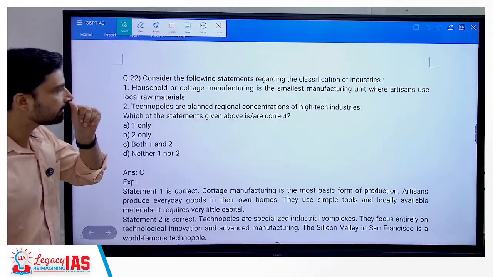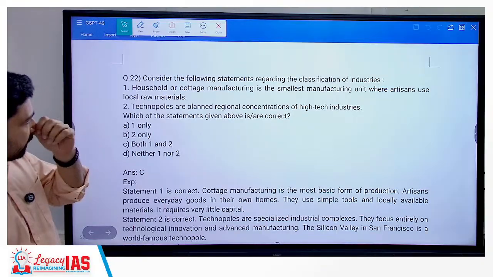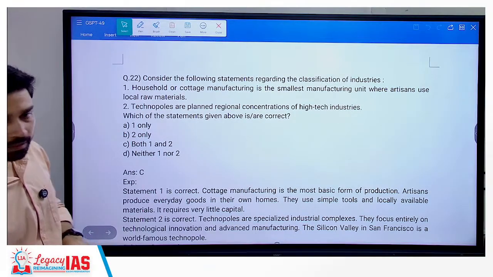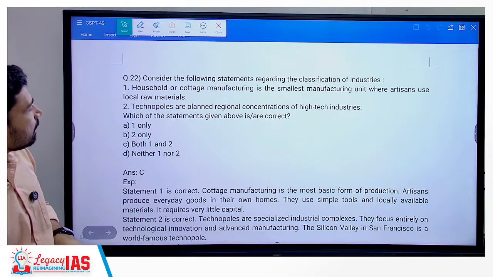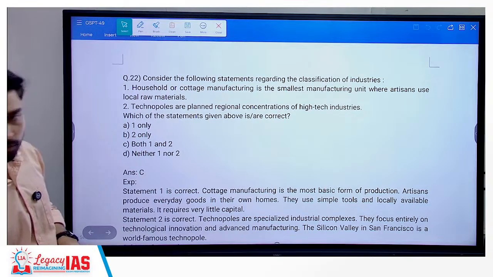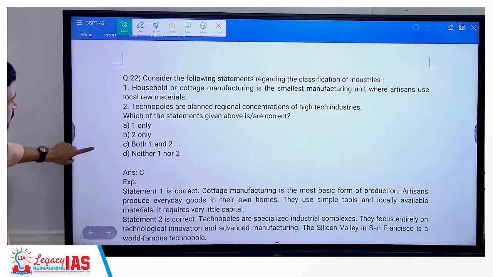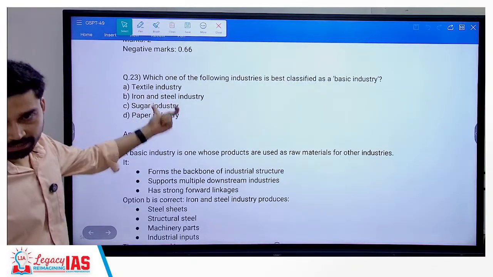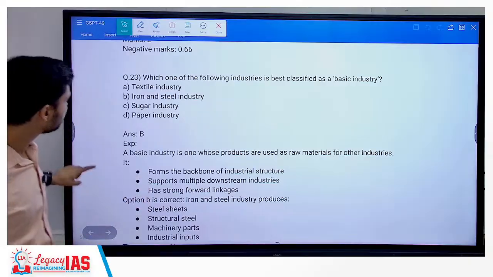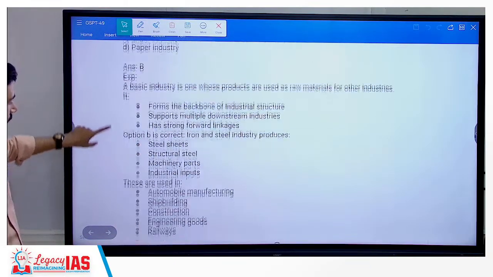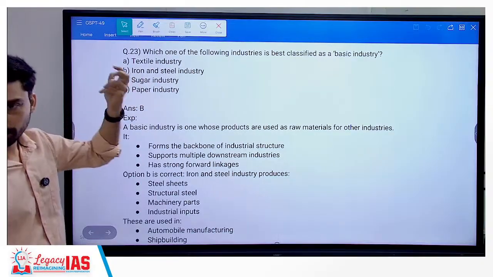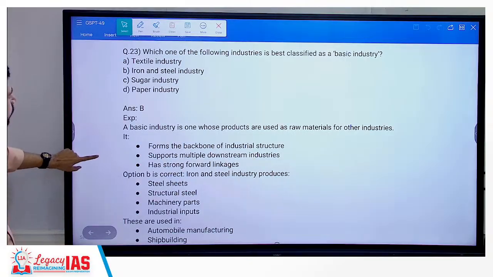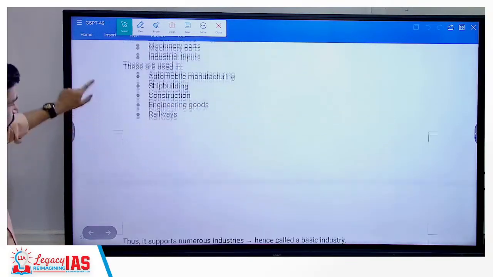Consider the following statement regarding classification of industries. Household or cottage manufacturing is the smallest manufacturing unit where artisans use local raw material. That is correct, cottage industries. Technopoles are planned regional concentration of high-tech industries. That is also correct. Both terms are definitions. So basically, C, both 1 and 2. Basic industry, which one is basic? Iron and steel industry. That is basic, simple, because it provides what? Whatever it produces, materials, equipment, can be used in all other industries as well. So that's why basic industry. So B, iron and steel industry.